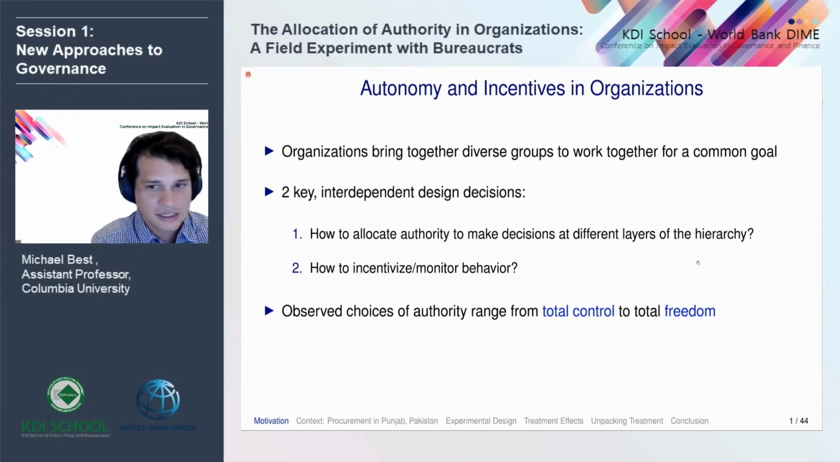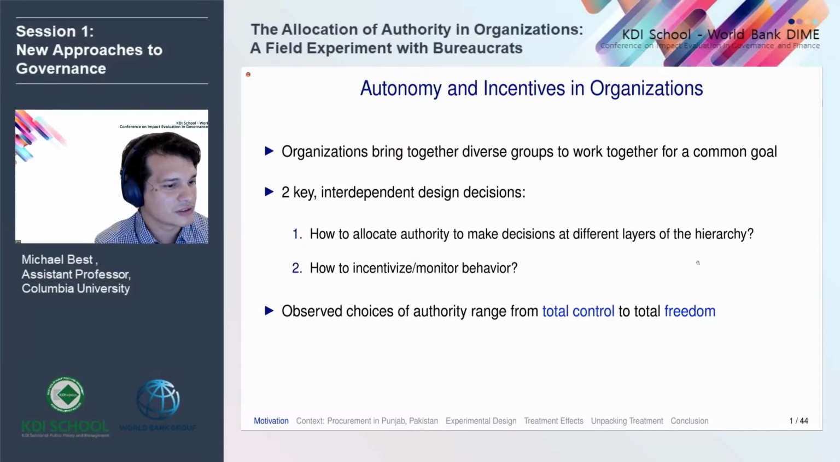So we're thinking about how one would try and structure organizations to make them effective. And in particular, we're going to focus on public sector organizations. And so when we're thinking about that, we kind of want to think about what the objectives are.